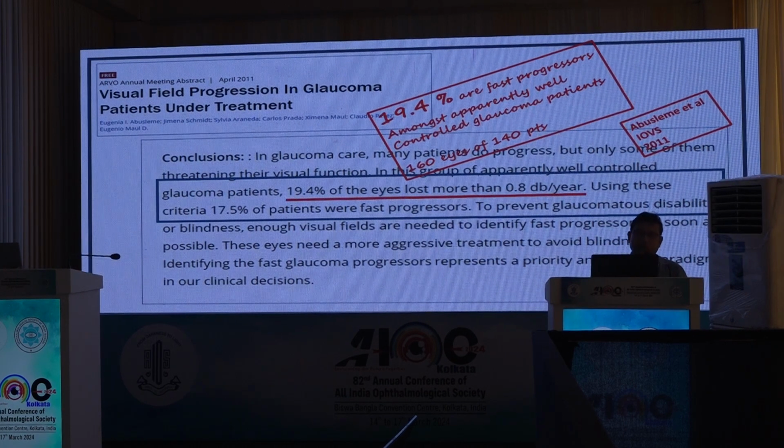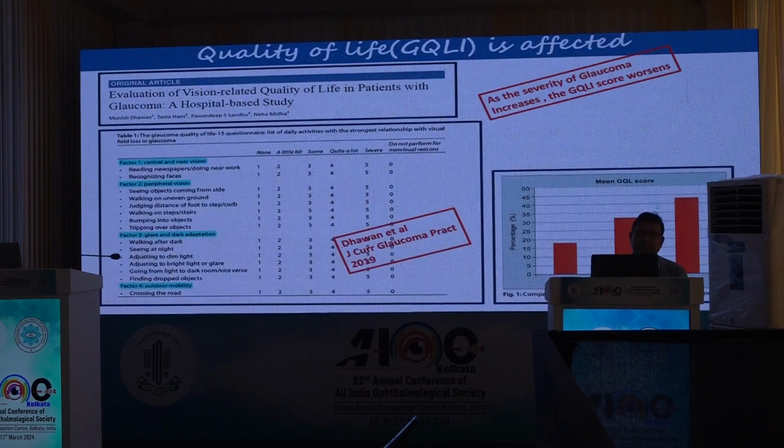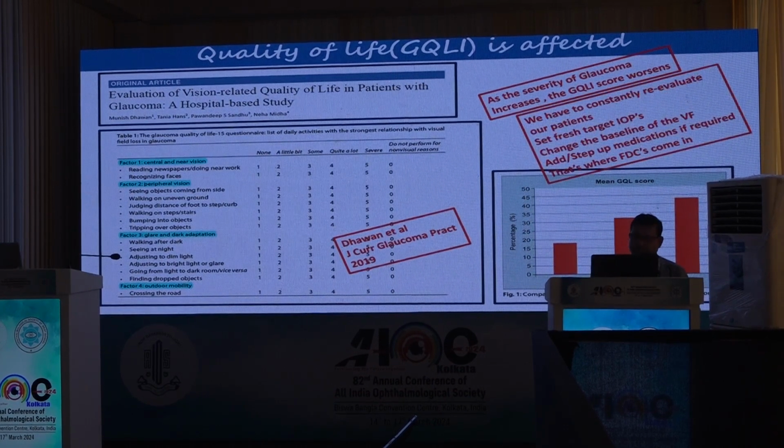So even though your patients are being treated, they may still go blind. Also, obviously, you know that the glaucoma quality of life is very important. So the GQLI can be affected as the severity of the glaucoma increases. So we have to constantly re-evaluate our patients, set fresh target IOPs, change the baseline of the visual fields, and add or step up medications if required. So that is where FDCs come in.